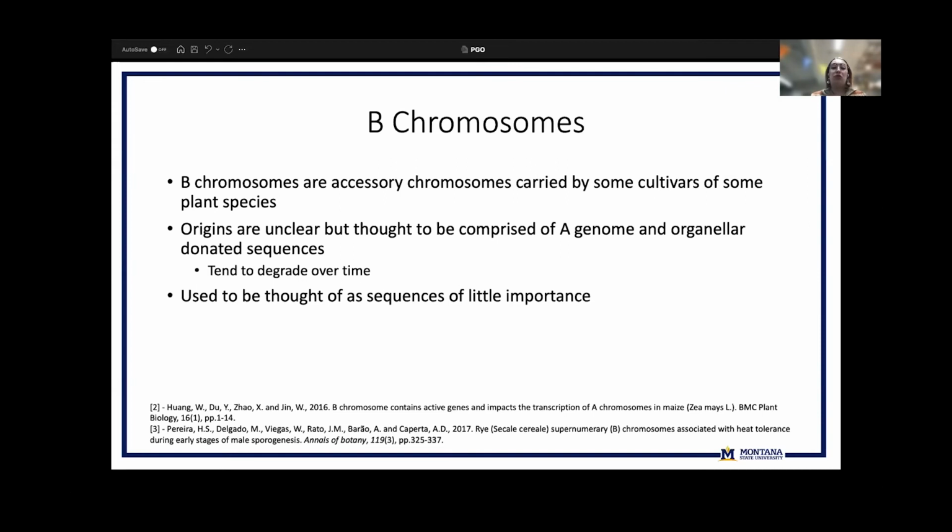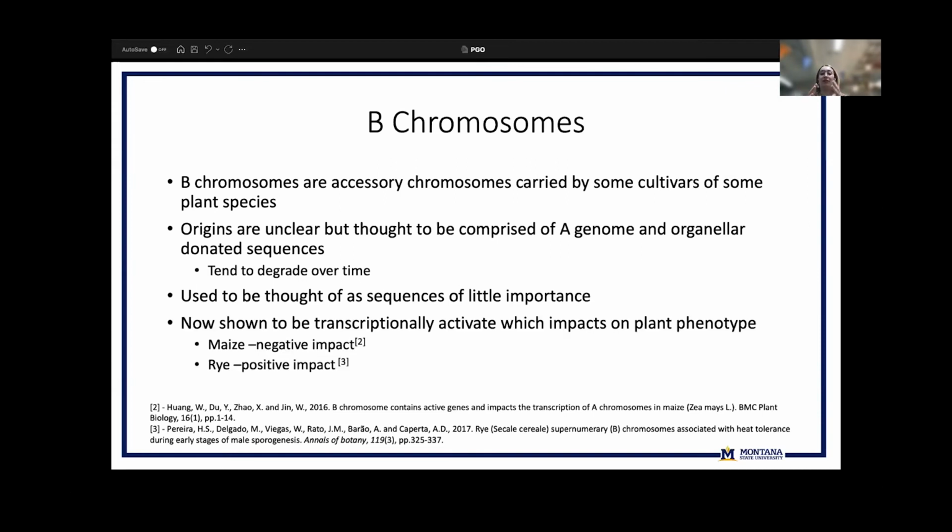Now, they used to be thought of as sequences of very little importance, and so they were largely ignored. However, they have recently been shown to be transcriptionally active, and this impacts on plant phenotype. Interestingly, what we're seeing is that with maize, in the presence of the B chromosome, we're getting a negative impact, and with rye, with the presence of the B chromosome, we're getting a positive impact, and so that's particularly interesting.